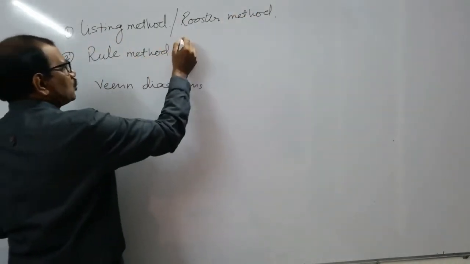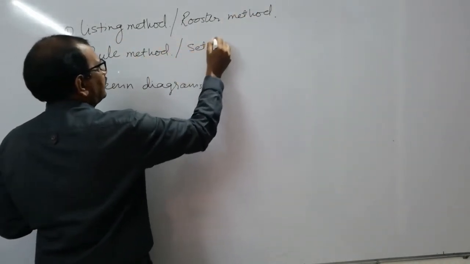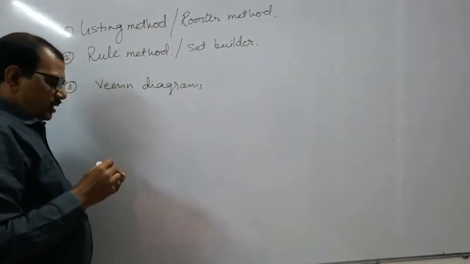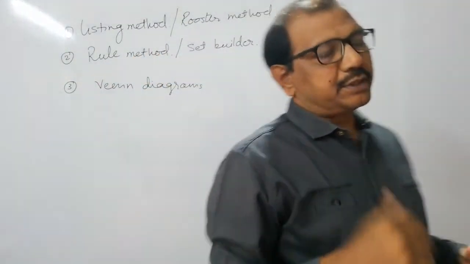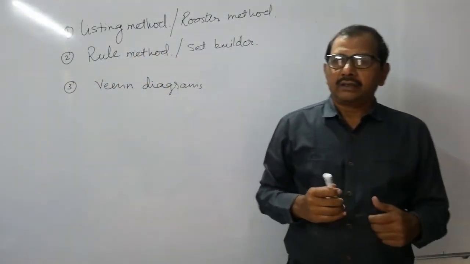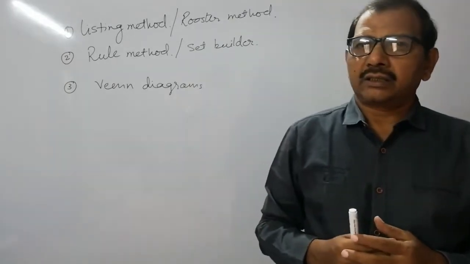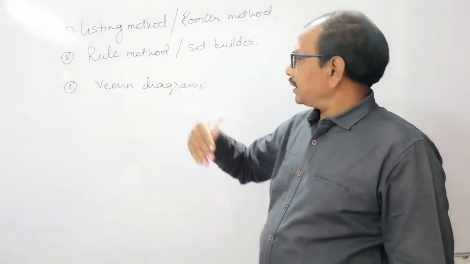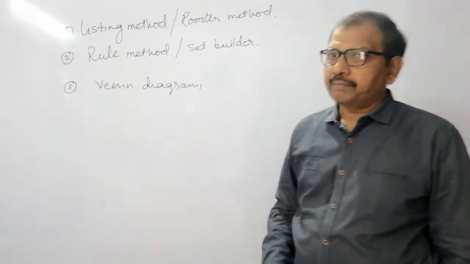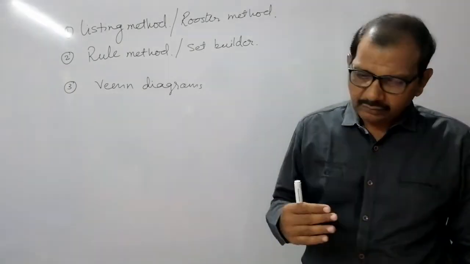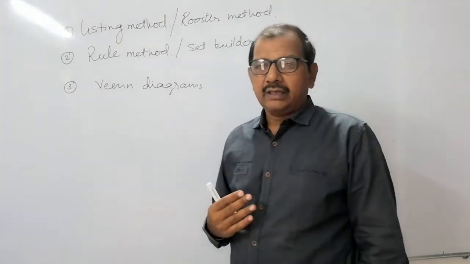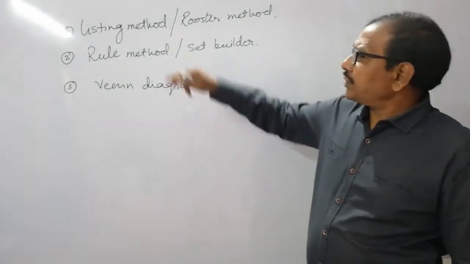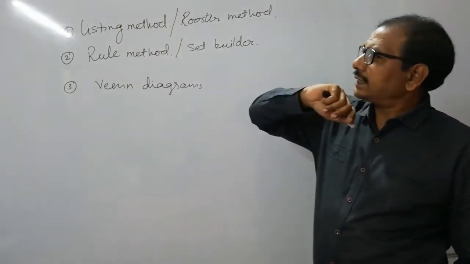And this rule method is also known as set builder method, right? Now, in exams, sometimes they ask to express a particular set in either listing method or rule method or using Venn diagrams, right? Now here we'll take certain examples and then I'll make you understand what it actually means, right? So the first type of method of expressing a set is listing method.